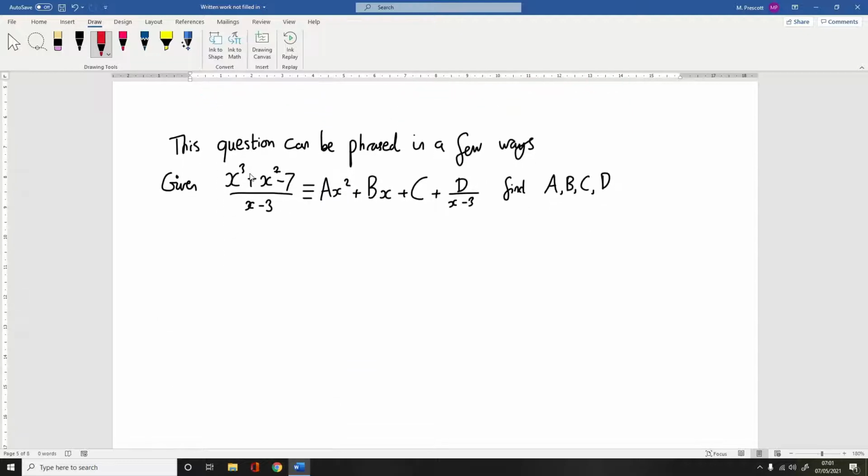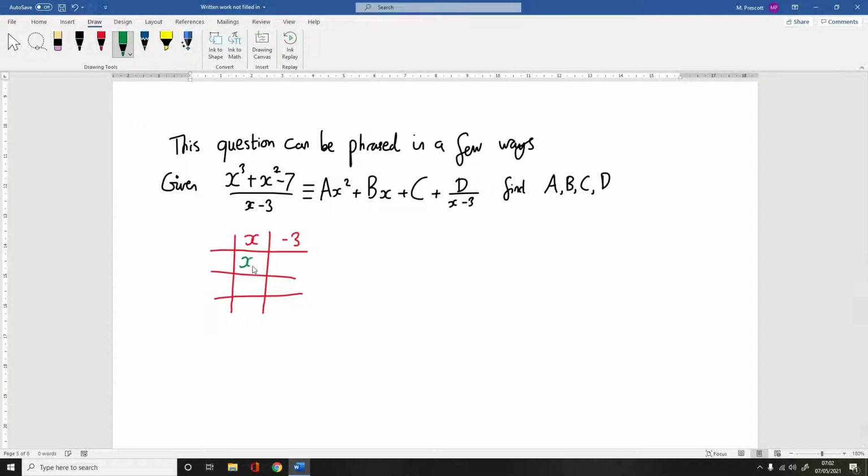As I've said here, this question can be phrased in a few different ways. This is another way the same question could be phrased. It gives us obviously our algebraic fraction. It says it looks like this, find a, b, c and d. And what we need to do is obviously divide the top by the base. So let's set up our grid. X and minus 3. Gonna need 3 rows this time, I think. Hopefully that's right.